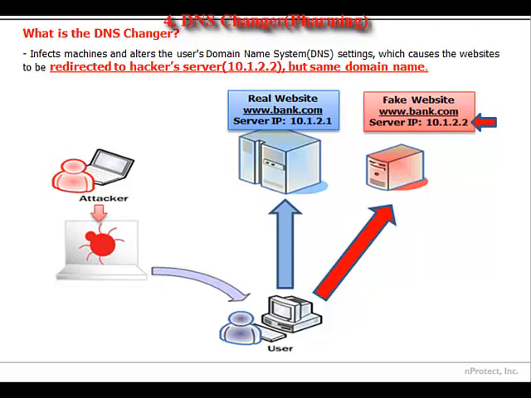For a DNS changer to work, a user's system has to be infected with malware. Once infected, when the user tries to access his banking website, the malware will force the system to redirect to the fake website with the same domain name but a different IP address as seen on the screen. Here we have bank.com with IP address 10.1.2.1 for the actual real website. However, the user has been redirected due to the malware to bank.com with an IP address of 10.1.2.2.